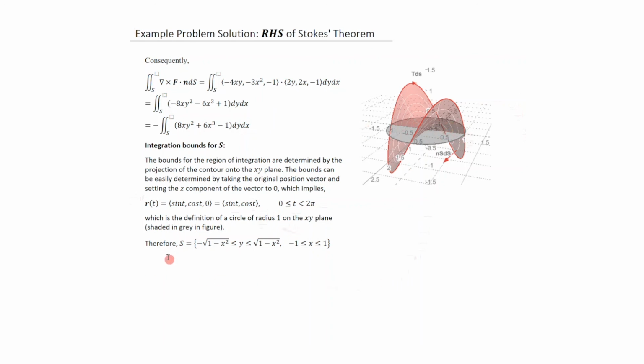So the domain for integration for S will be in Cartesian coordinates. The upper semicircle is the square root of 1 minus x squared, the lower semicircle is minus the square root of 1 minus x squared, and the integration limits on x are minus 1 to 1. So here are the bounds for the inner integral, and these are the bounds for the outer integral.